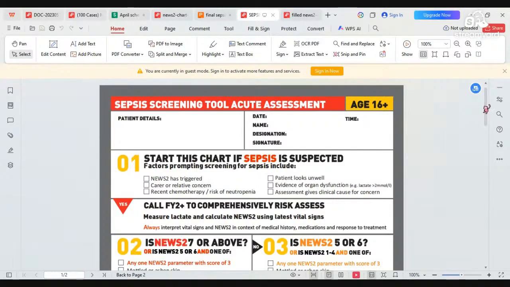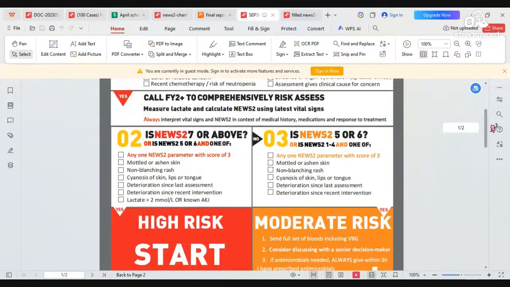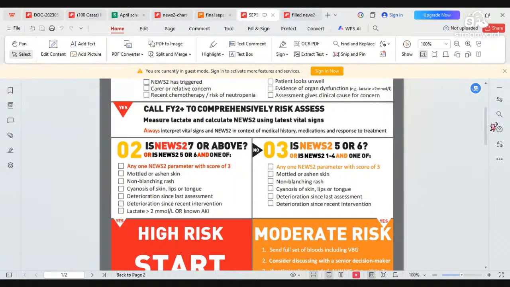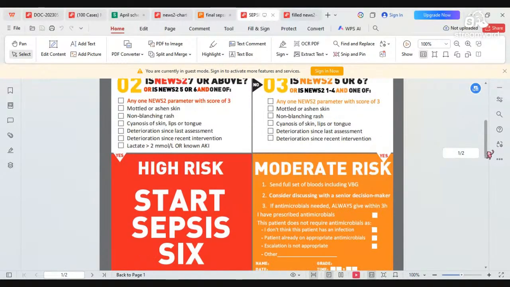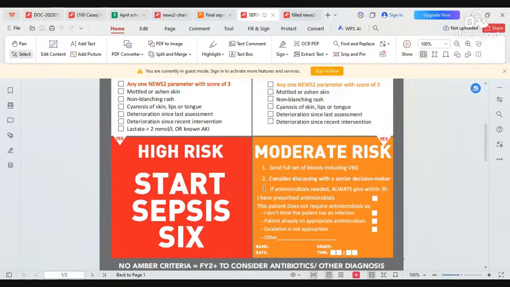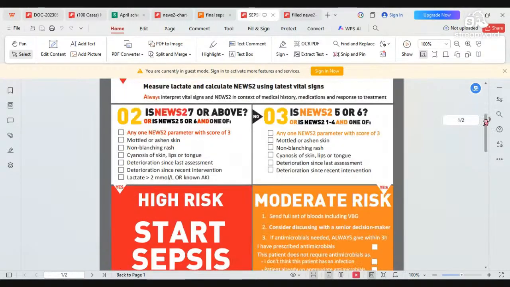Before we move on to the case, let's just digress a little bit. So if this patient had a NEWS score of, say, 6 or 5, she would have been in the moderate risk category, amber. And in this category, you want to give her antibiotics within 3 hours. There is another category. If this patient doesn't fall in the high risk or moderate risk, you are looking at commencing empirical antibiotics within 6 hours.